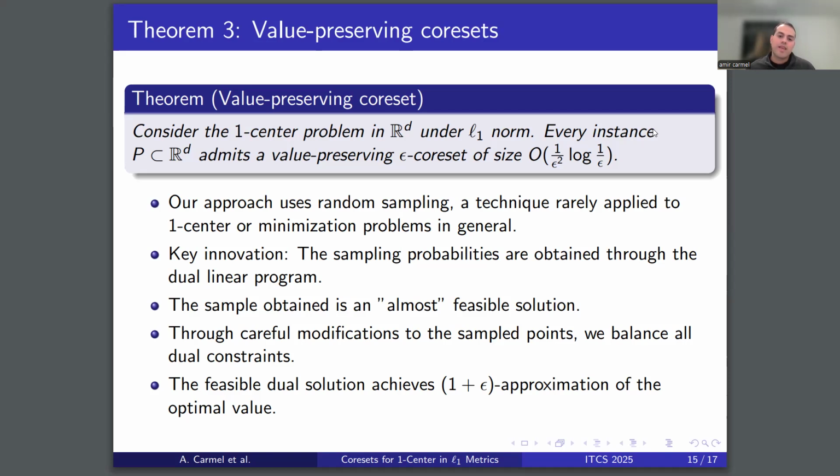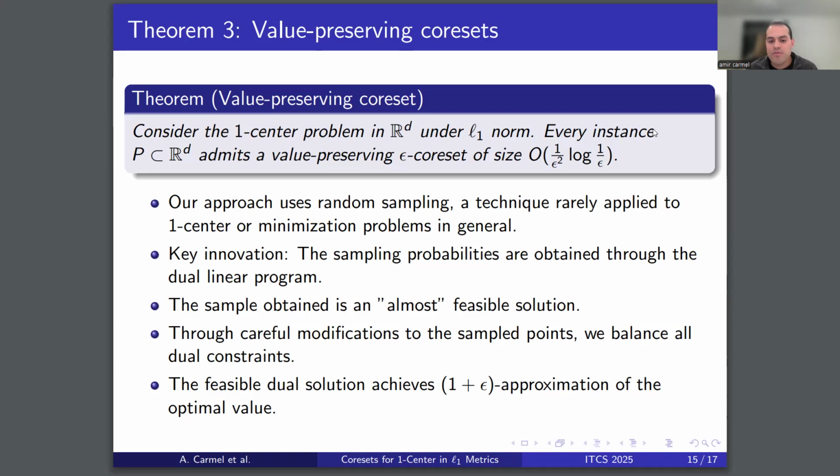We show that our innovation is that the sampling probabilities can be obtained from the dual linear program. And when we sample points from this distribution, we get a sample that is almost a feasible solution. So without any additional constraint, this is not a solution, but it is an almost feasible solution. And now we have a lot of sets of equations that are imposed by the dual program that we need to satisfy. So because this is an almost feasible solution, we must modify it.